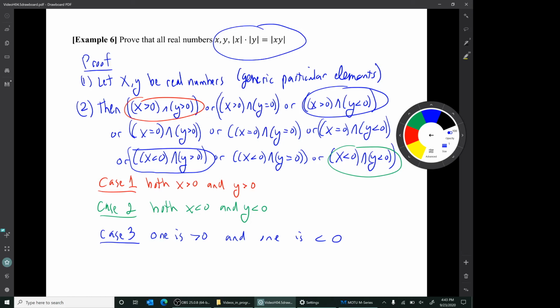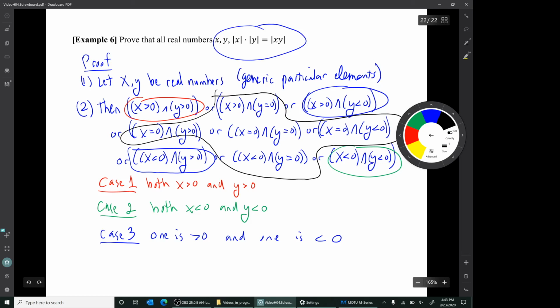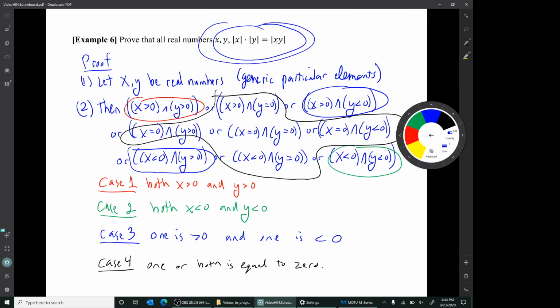The main thing is 1 is greater than 0 and 1 is less than 0. And finally, the 4th case is going to take care of all of these, all 5 of these. So case 4 is going to be 1 or both is equal to 0. All right, so that's the outline. I mean, those are the cases. It turns out that it's not at all difficult to do this for each of these 4 cases.